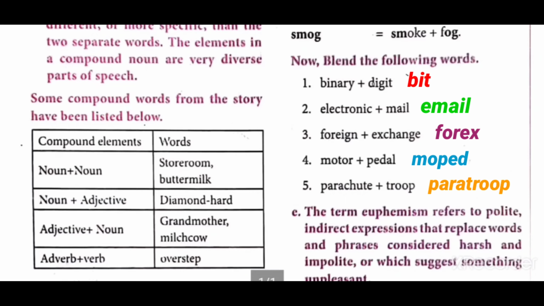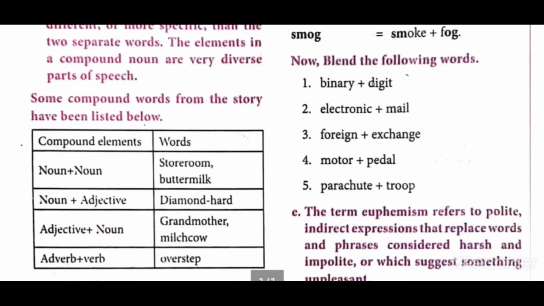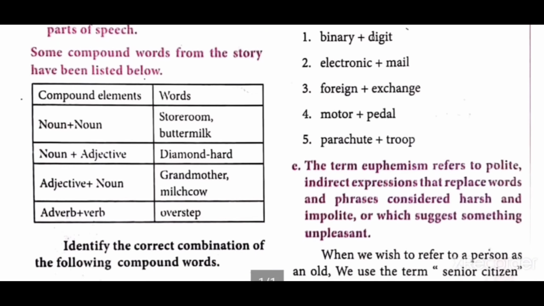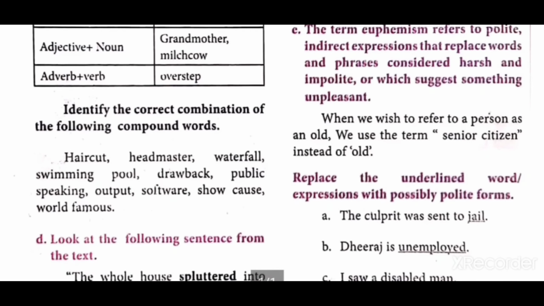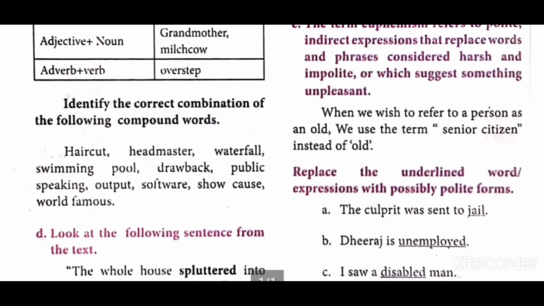We have got another task here which is given the notation E, and the instruction is: the term euphemism refers to polite indirect expressions that replace words and phrases considered harsh and impolite, or which suggest something unpleasant. So, when we wish to refer to a person as old, we use the term senior citizen instead of old.